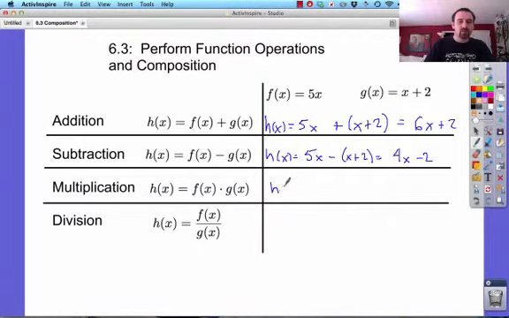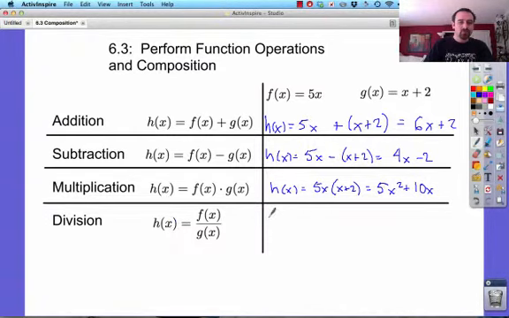Multiplication, again, parentheses here are going to be important. So I want h of x to be the product of f of x, which is 5x, and g of x, which is x plus 2. Now I distribute the 5x through and I get 5x squared plus 10x.